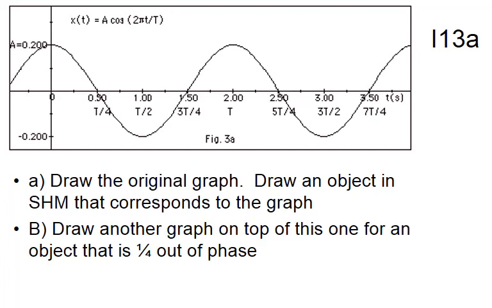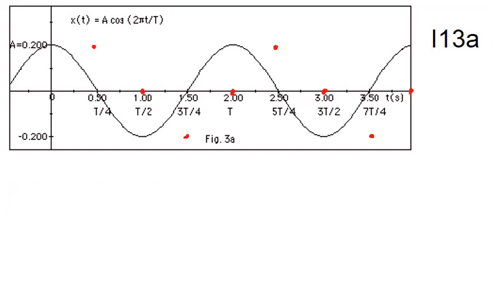Okay, and so now on top of this one, let's draw one that's 1/4 out of phase. So 1/4 of a wavelength out of phase. When we do that, we can take each spot. For instance, this spot is now here. This spot is now here. This spot is now here. This spot is now here. And we can draw on top of that, and that's what we'll look at.